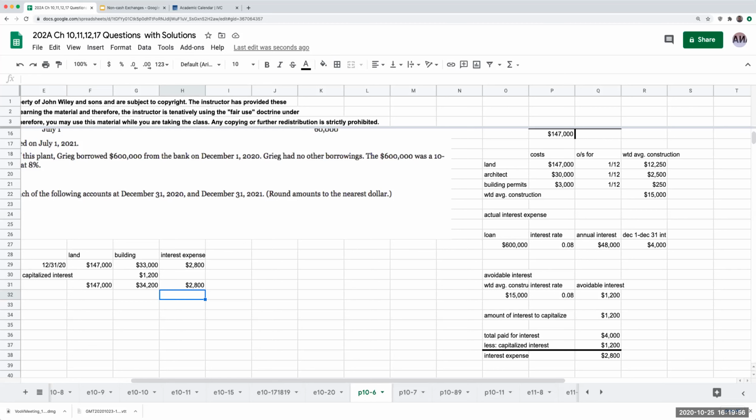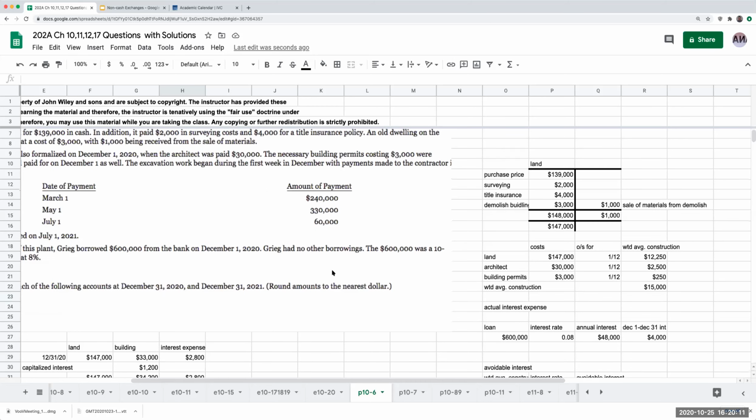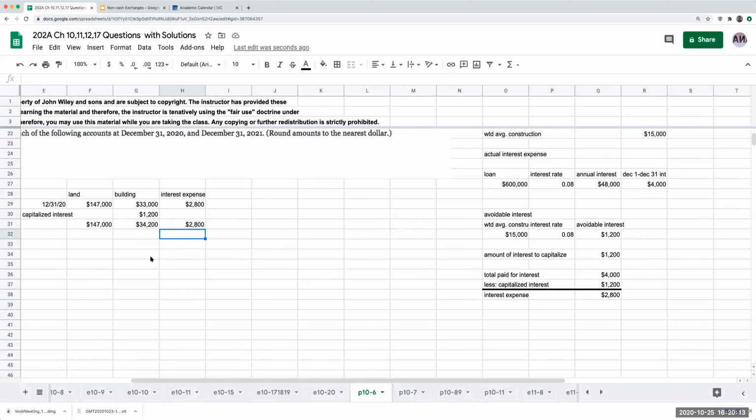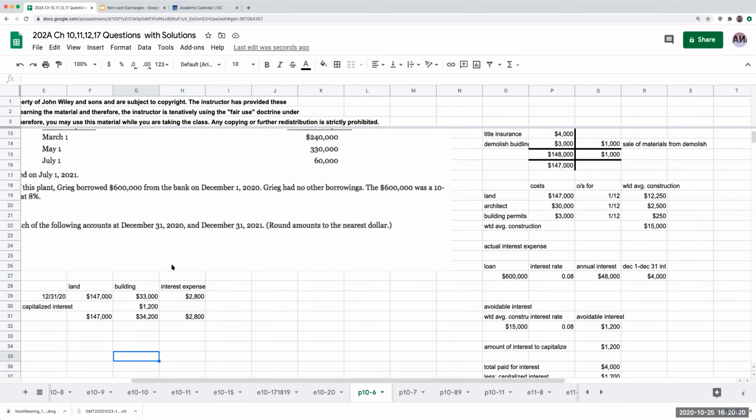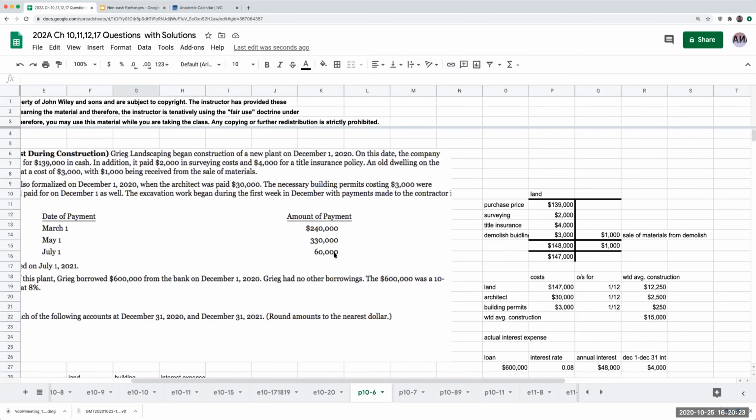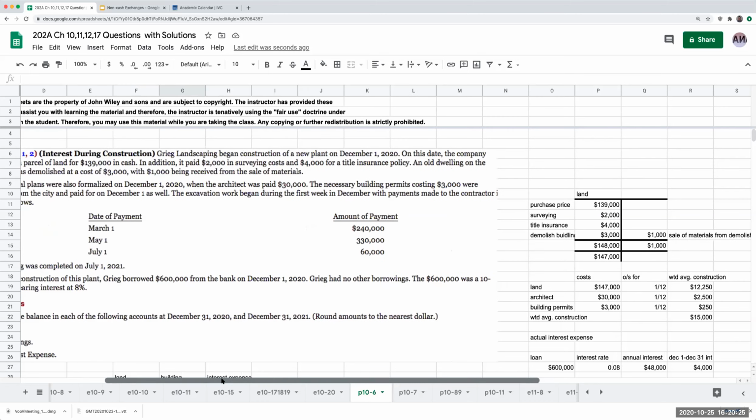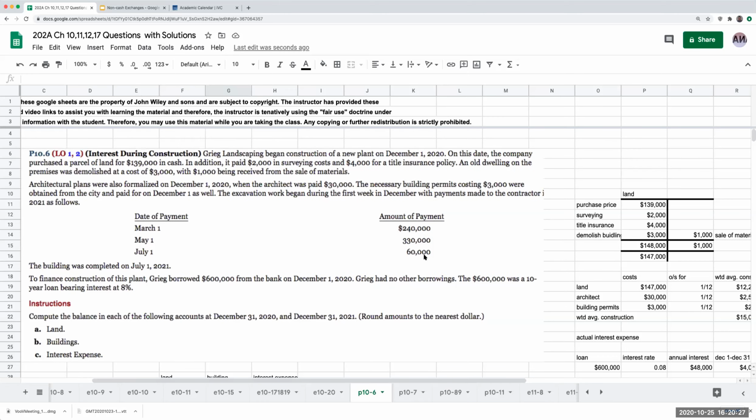So what I am now ready to do is, that was for 2020. Now what we need to do is look at 2021. So when I go to 2021, I already have some expenditures. So let's go here to 2021. These are the payments that I made, right? So I made payments of 240, 330, and then 60,000. I completed the building in July.